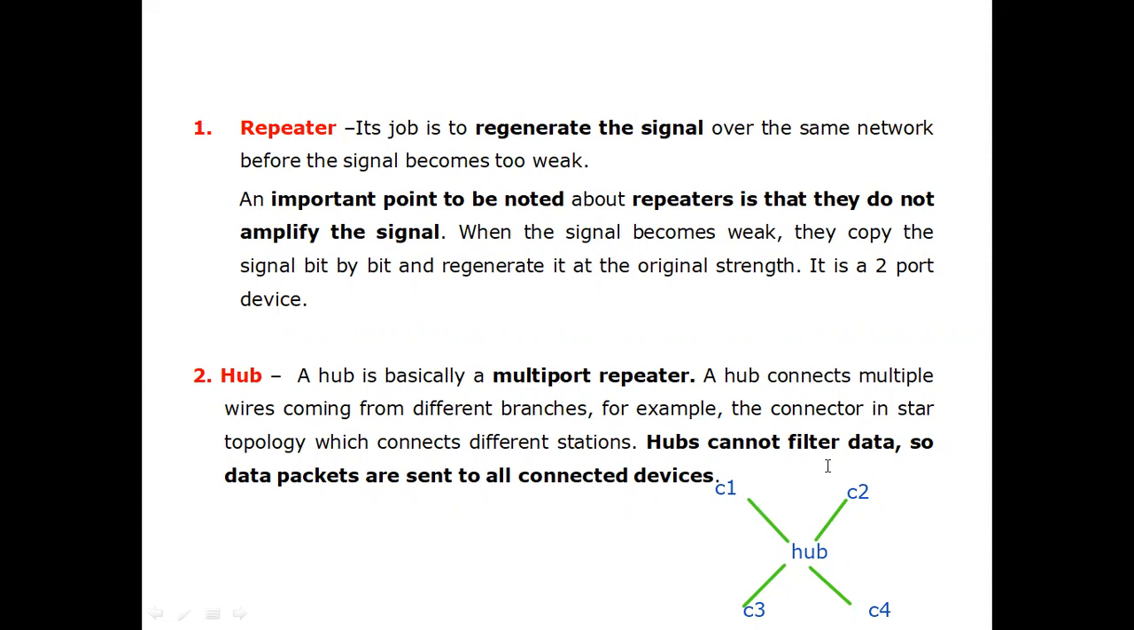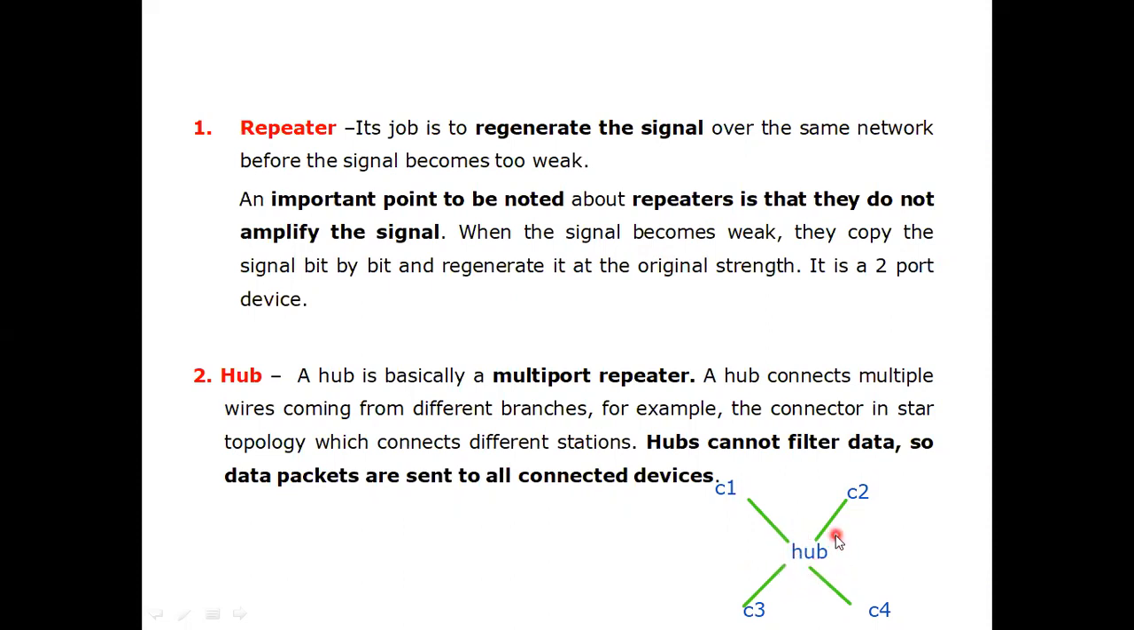So hubs cannot filter the data. Data packets are sent to all the connected devices. So hub is not an intelligent device. Whenever data is to be sent here, the hub just gives the data to all the branches connected over it. Whatever the branches, like C1, C2, C3, C4, these all are the branches over it. And when any data comes in here, it just gives the data to all the nodes. That's why we can say that hub is not an intelligent device.